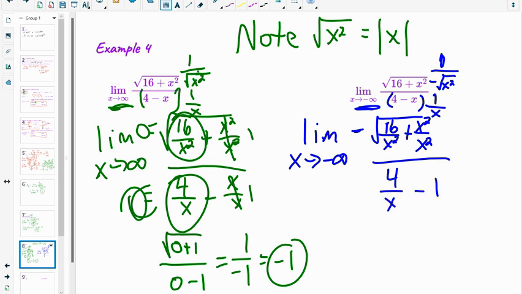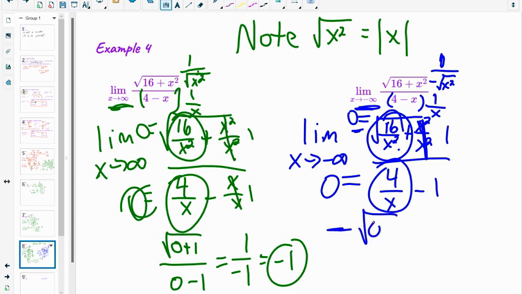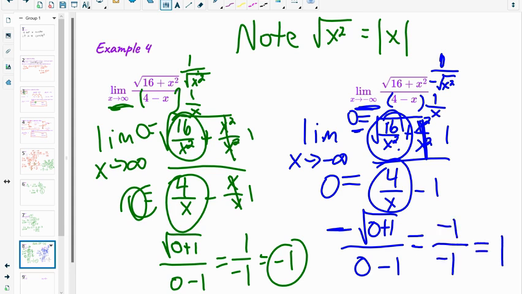So again, this is 1. This is 0. And then this right here is 0. So we've got the negative square root of 0 plus 1 over 0 minus 1. Now we're going to have a negative 1 up top and a negative 1 down bottom, which is going to give us positive 1. All right.